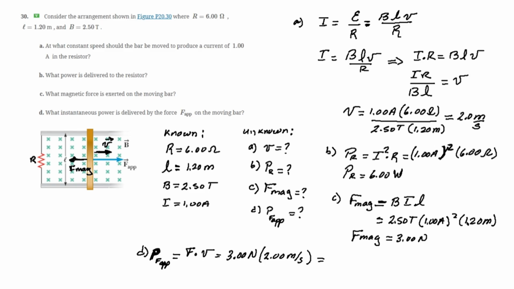It makes sense, right? That the power delivered by the force on the moving bar be equal to the power that is delivered to the resistor. So both powers are 6 watts, right?